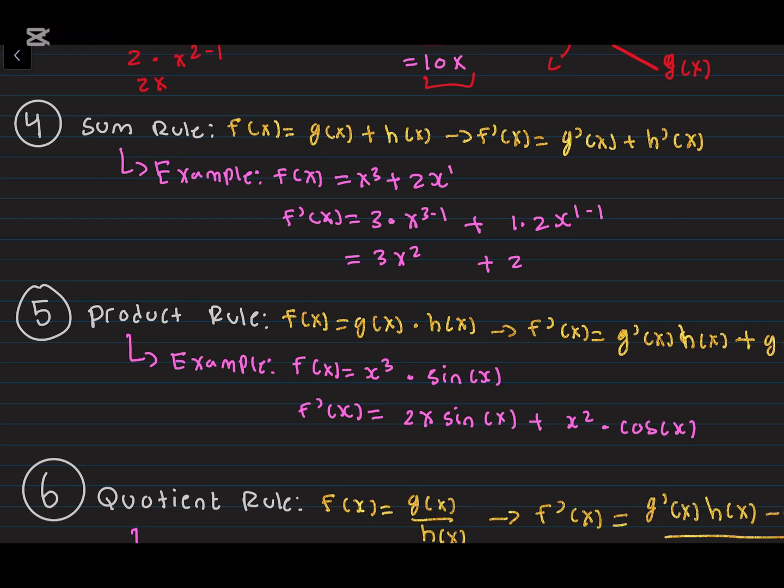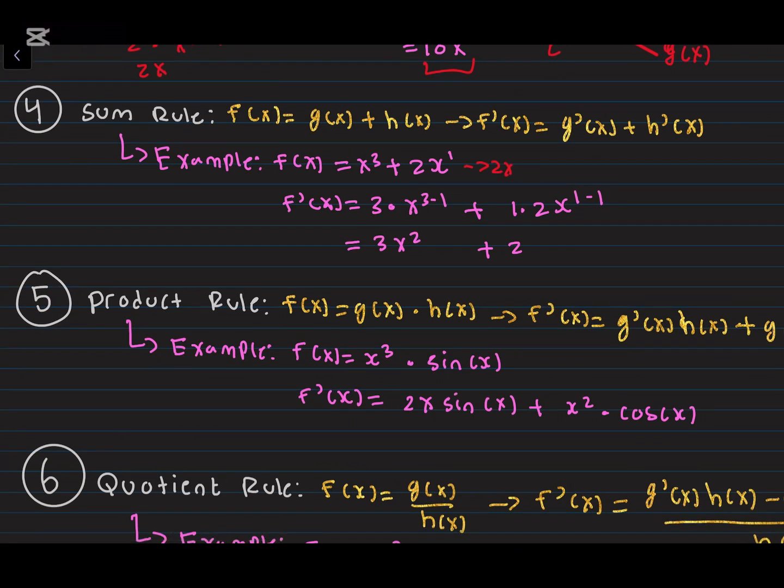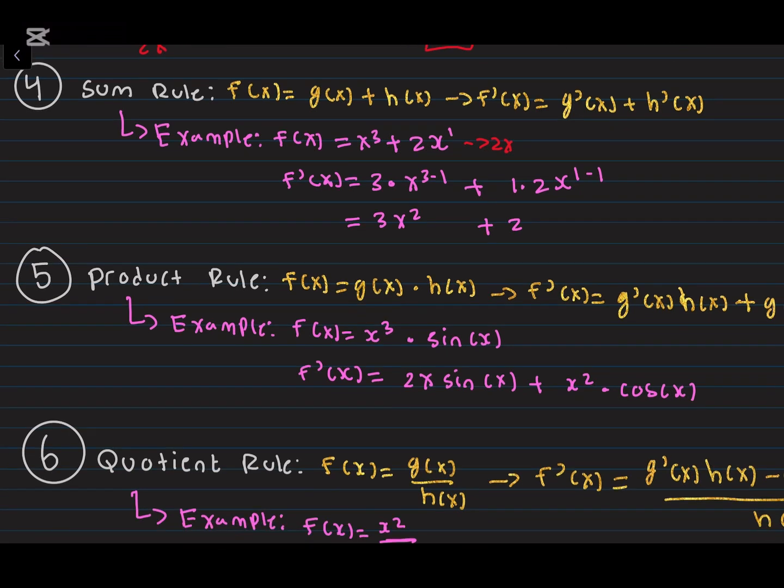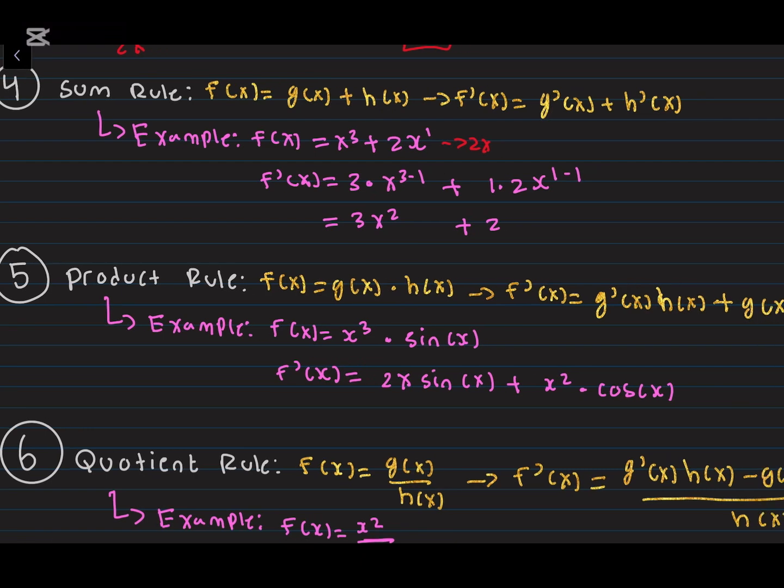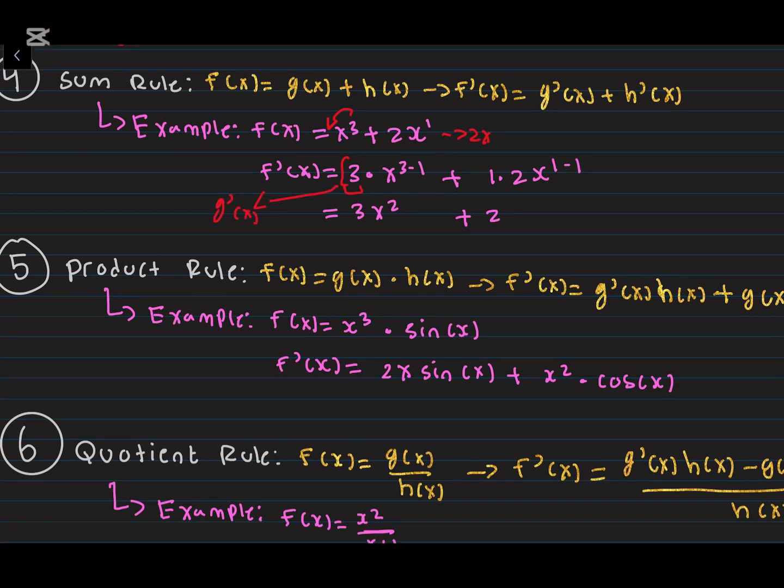Say you have f of x equals x cubed plus 2x to the power of 1, or in other words, just 2x. The derivative of f of x will equal the derivative of g of x. So what is the derivative of g of x? Remember, if we're using our power rule, the derivative of x cubed is just 3, because the 3 moves to the front, 3 times x to the power of 3 minus 1. So this entire part has become your derivative of g of x.